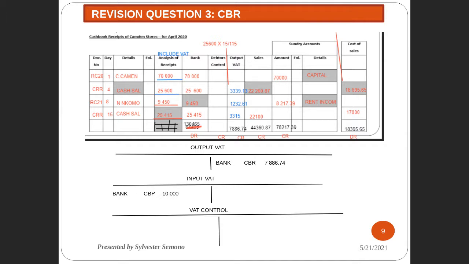And remember, I said the channel for that is always GJ, so don't worry about it, as long as you know how. I'm going to say 7886.74. This is how I transfer output VAT to the VAT control. So remember, when I go to VAT control, this side is debit. Because I said output VAT on the debit side there, I'm going to go to the VAT control and do that double entry. Because I took it from the debit here, I'll take it there and say output VAT. Then I'm going to say GJ.